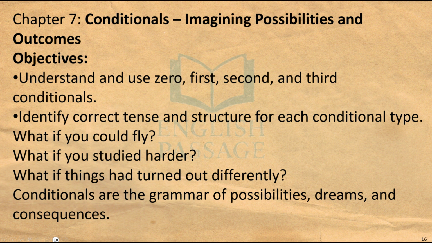Chapter 7. Conditionals, imagining possibilities and outcomes. Objectives. Understand and use 0, first, second, and third conditionals. Identify correct tense and structure for each conditional type. What if you could fly? What if you studied harder? What if things had turned out differently?